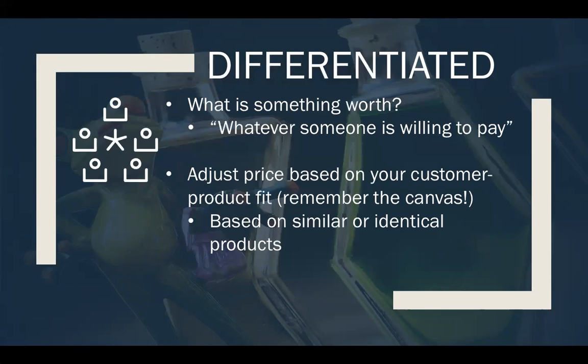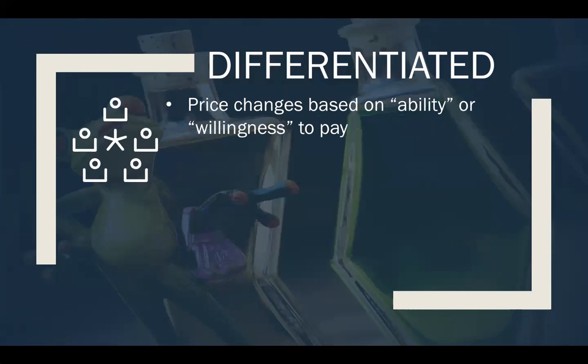So this is where you adjust that price based on your customer product fit. Remember back to the canvas when we had our value proposition. Think about that customer and think about your product. Align the potential gains that they could want or the potential pains that they have, and adjust your price based on how important those things are to them. And you can also base your pricing on similar or identical products. So let me give you an example of what that means.